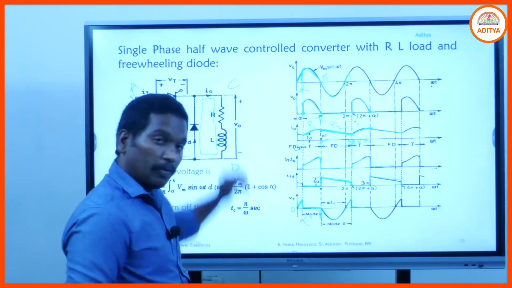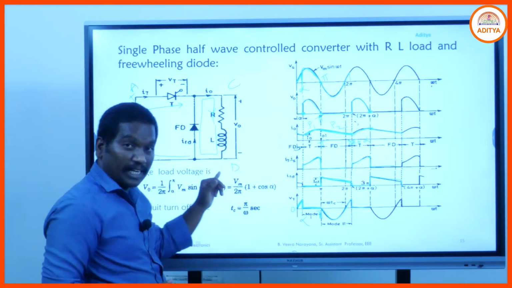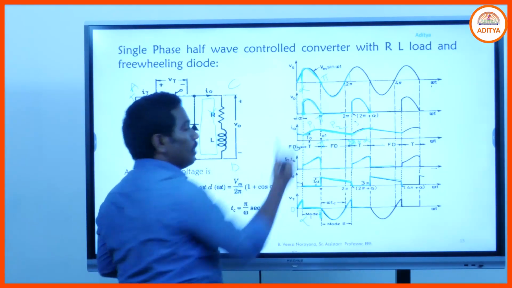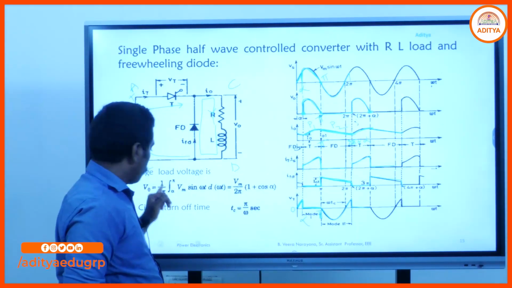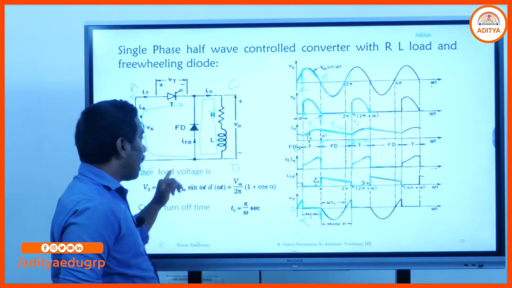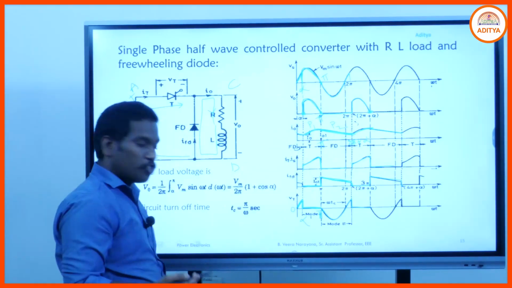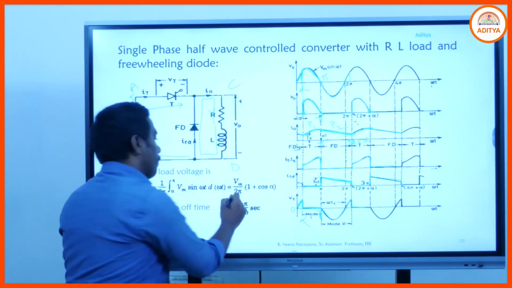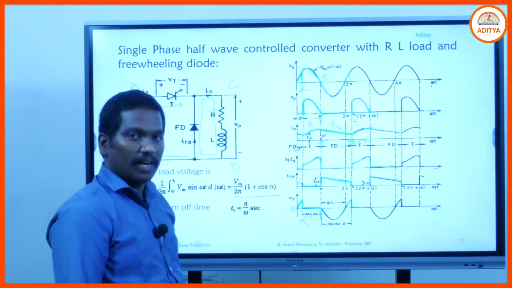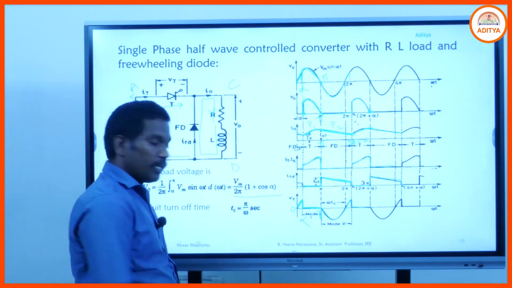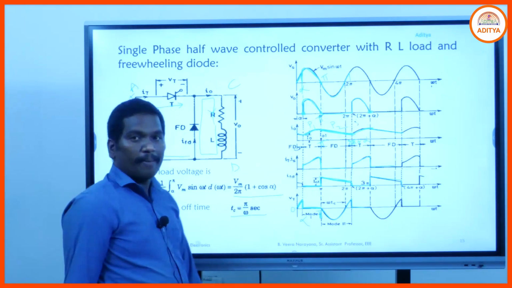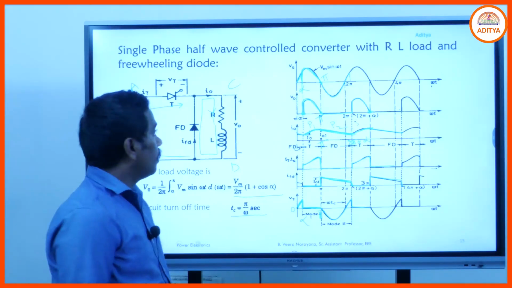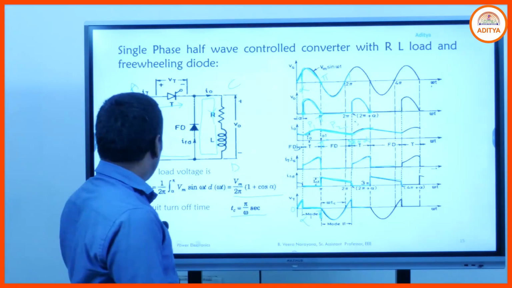And if you go through the freewheeling diode, the average load voltage is given by V0 equals to, we are getting a single pulse in the output voltage waveform. So V0 is equal to 1 by 2 pi integral alpha to pi, the limits are changed, alpha to pi Vm sin omega t, and finally you get Vm by 2 pi into 1 plus cos alpha. And the circuit turn off time is simply given by Tc equals pi by omega seconds. So this is a single phase half wave controlled converter with RL load and freewheeling diode.